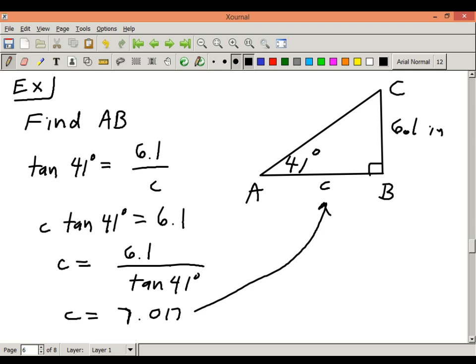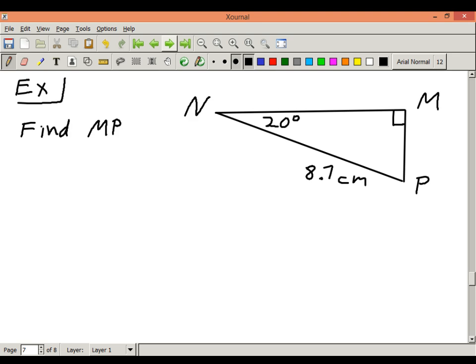Okay, so we actually used our trigonometry to solve for one side of a triangle. Did not use Pythagorean theorem like we used to do. Okay, let's do a couple more of those. Get the practice. So here we have a new triangle, triangle MNP. And again, we're given one angle, N is 20 degrees, and the hypotenuse here is 8.7. They want side MP. So we're going to call that small n here, across from angle N.